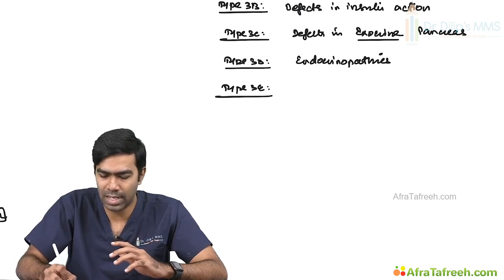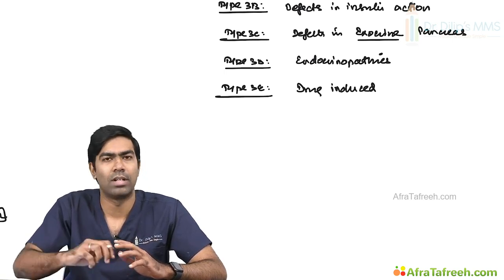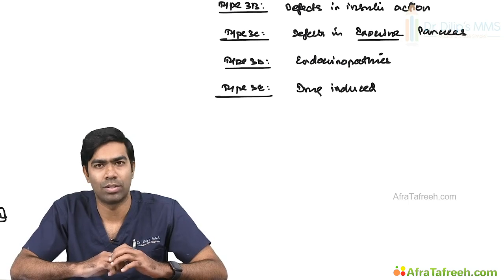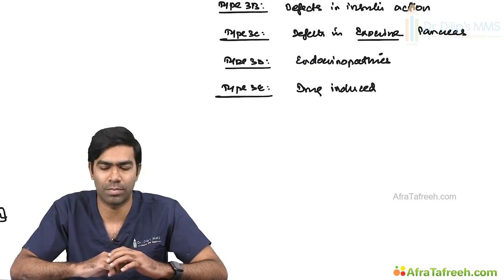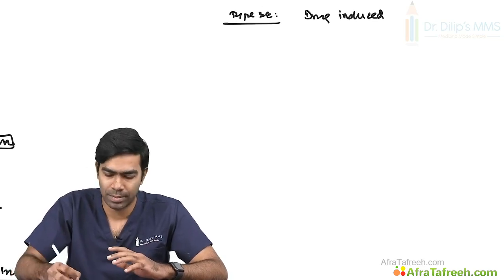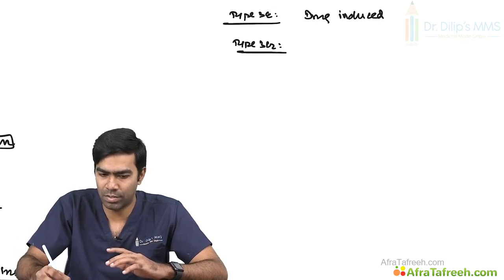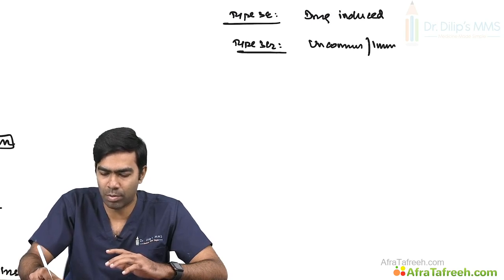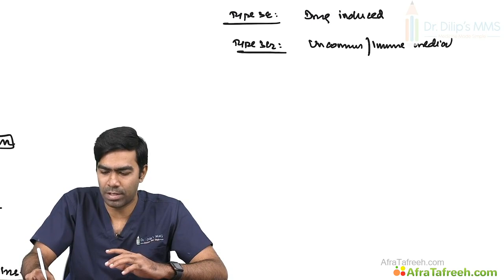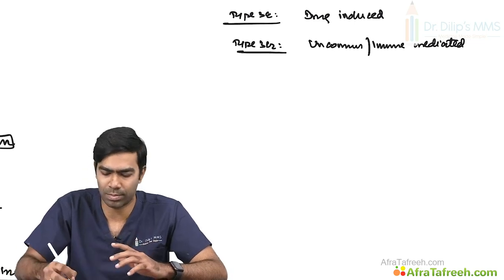And we have a type 3E diabetes, typically drug-induced diabetes, like corticosteroids, then levothyroxine in excess dose, then thiazide diuretics, then calcineurin inhibitors, especially tacrolimus. All these things can produce diabetes, which will be coming under drug-induced diabetes mellitus. Then type 3G diabetes, which will be usually due to some uncommon problems or immune-mediated problems. Uncommon or immune-mediated diabetes, for example, stiff man syndrome, the details of which I'll tell you in some time.